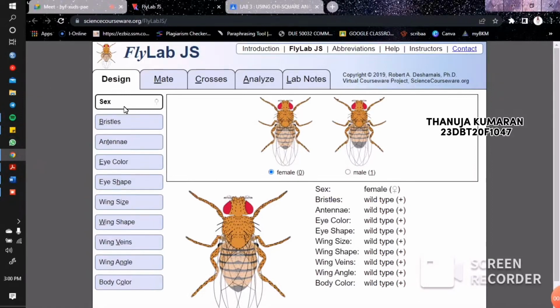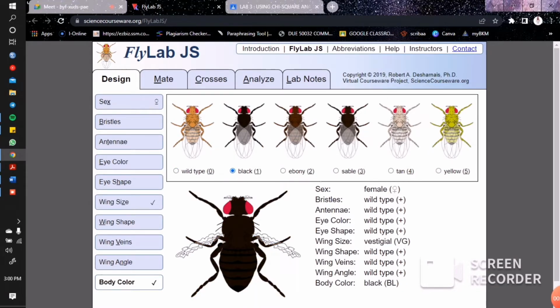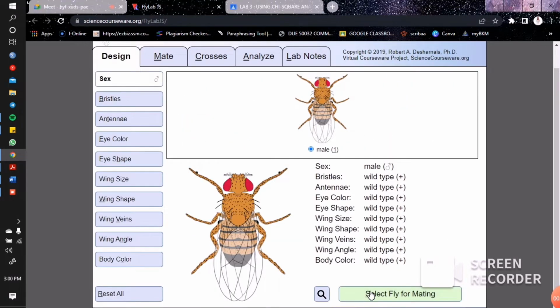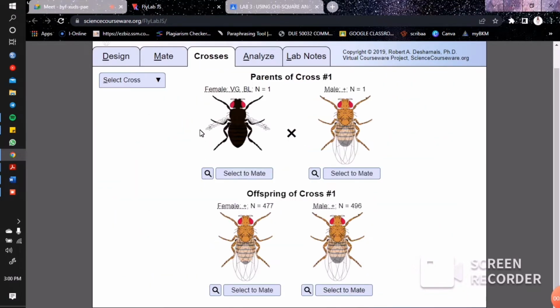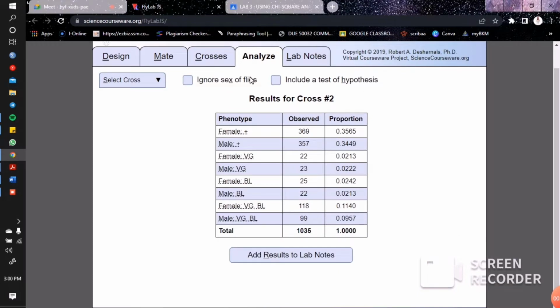First, we need to design the female by selecting the wing size as vestigial and the body color as black, and then we need to select the mate for mating, and then design the male one, and then mate the flies, and then select the female and male, and again mate the flies. So these are the parents.